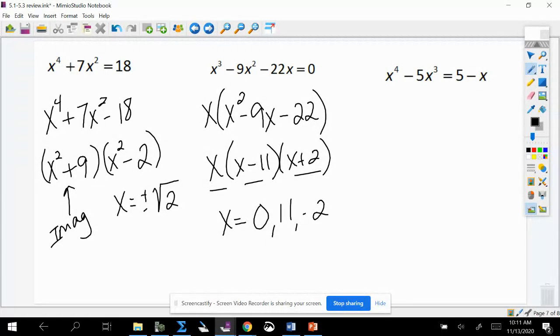And again, I keep reminding you, if it only says factor, because I think most of the quiz is actually going to be factor only, please leave it like this. If it asks for solutions, that's when you write these answers.